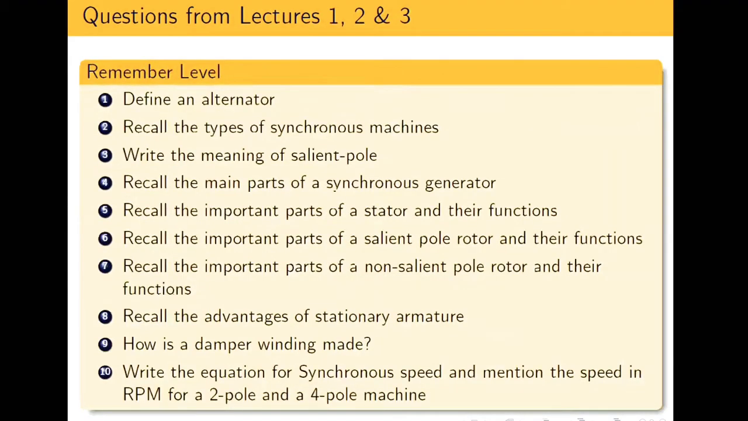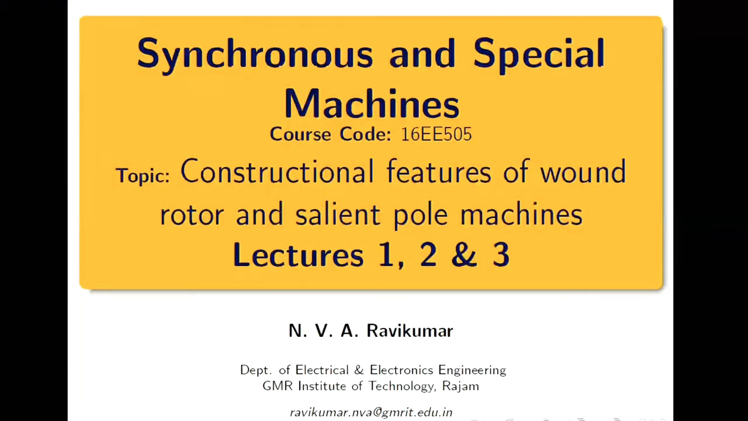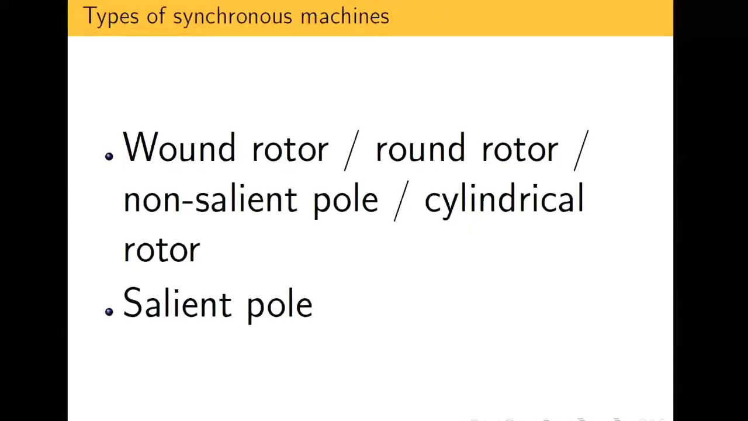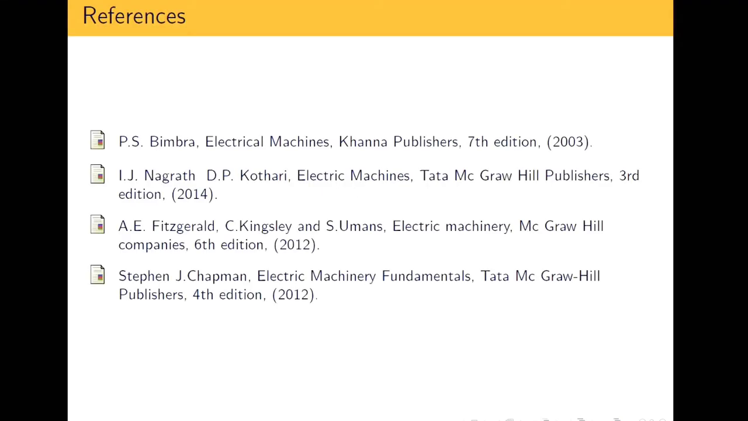And recall the types of synchronous machines. What are the types of synchronous machines we have? Yeah, we have this wound rotor, round rotor. The different names for wound rotor are wound, round, non-salient pole, and cylindrical rotor. Right, and that is one type of synchronous machine, and the other is a salient pole synchronous machine. Very important points these two are.